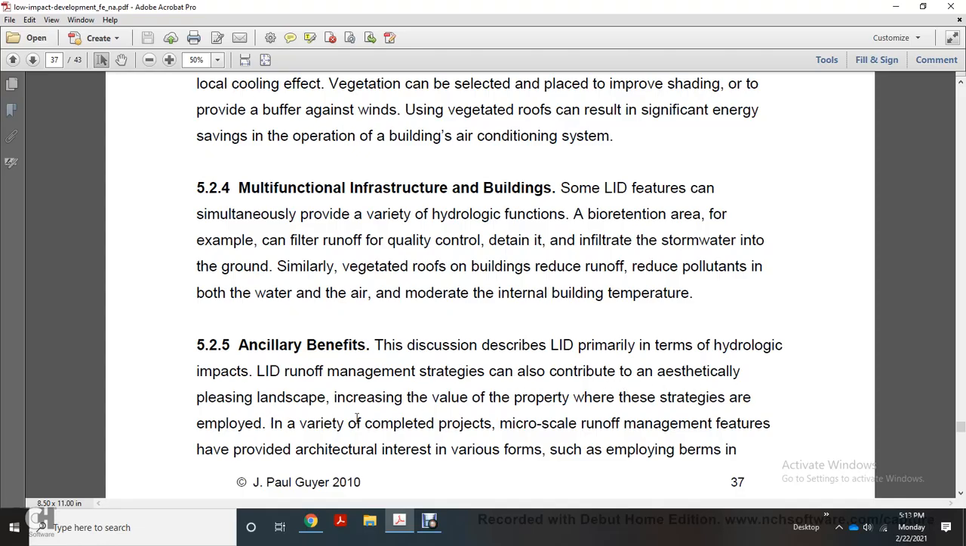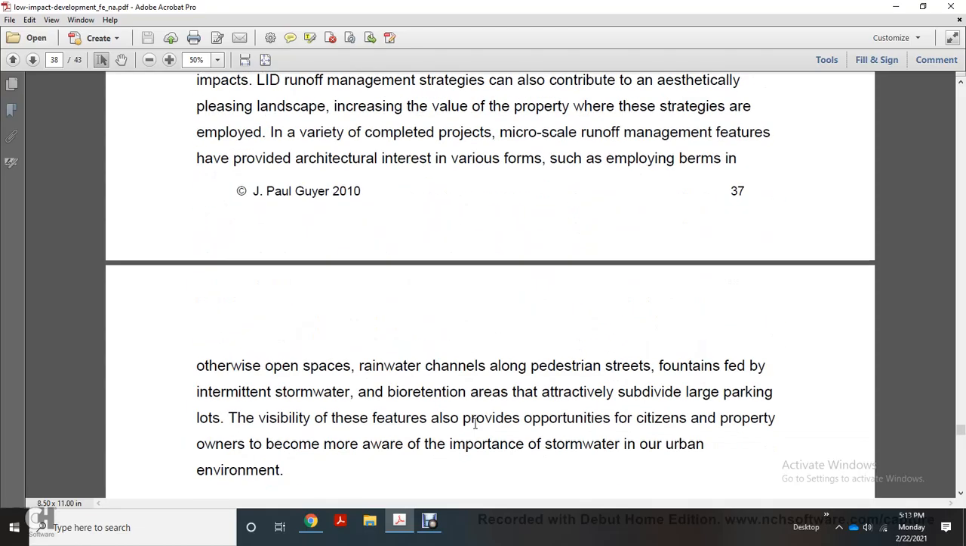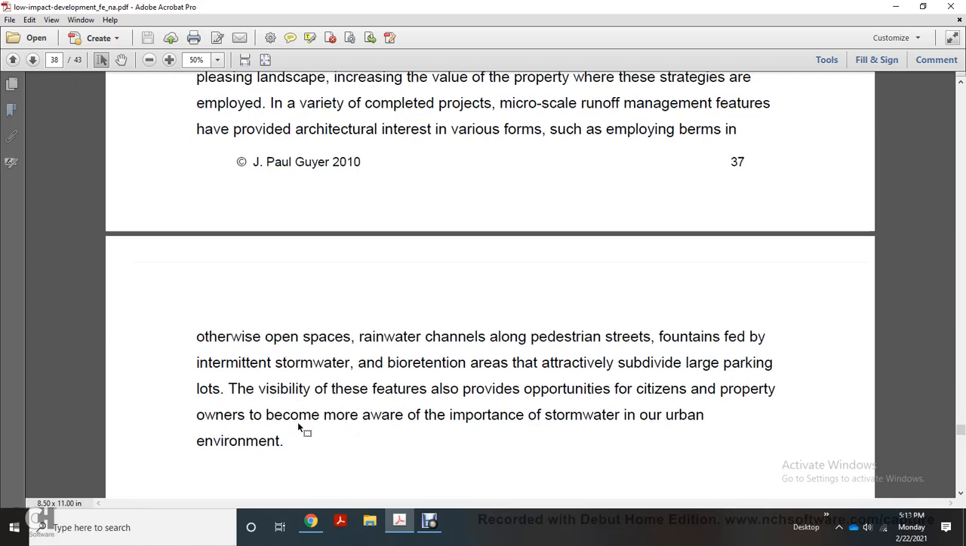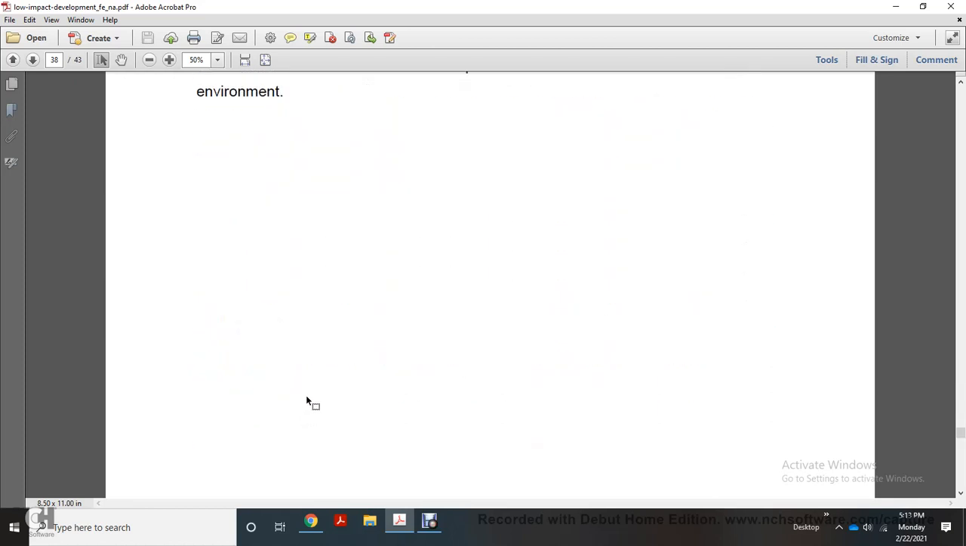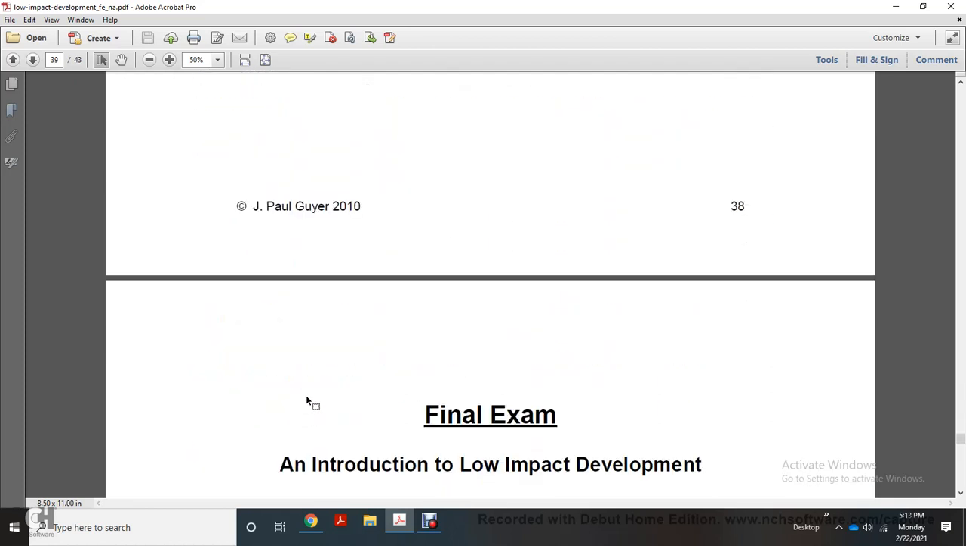While these strategies are employed in a variety of completed projects, microscale runoff management features have provided architectural interest in various forms, such as employing berms in otherwise open spaces, rainwater channels that flow along pedestrian streets, fountain-fed intermittent streams, and stormwater bioretention areas that attractively subdivide large parking lots. The visibility of these features also provides an opportunity for citizens and property owners to become more aware of the importance of stormwater in the urban environment.